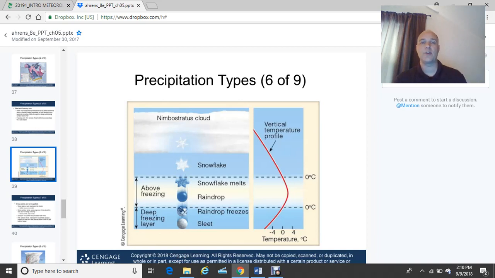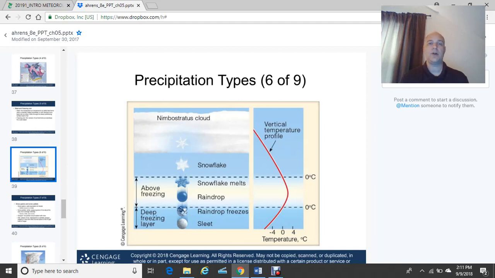Now, if that snowflake, on the way to the ground, falls into a layer of air which is above freezing, notice the red line there to the right. It's now above the 0 degrees Celsius as it curves to the right. This snowflake can melt into a raindrop. As that raindrop falls, however, the temperature drops back below freezing in a certain level of the atmosphere, and this causes that raindrop to freeze and turn into sleet.